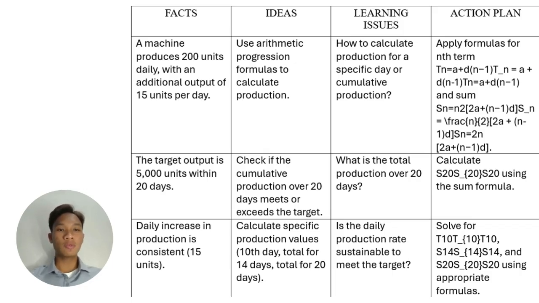Our action plan is we apply the formulas for the n-th term, which is Tn equals A plus D times n minus 1, and the sum, where S stands for sum, Sn equals n over 2 times 2a plus n minus 1 d. And we calculate S20, which is the sum for the 20 terms, using the sum formula. We solve for the 10th term, which is T10, and also S14 and S20 using the appropriate formulas.